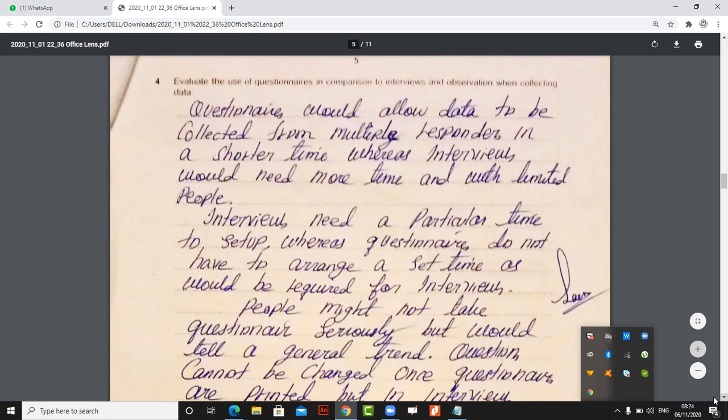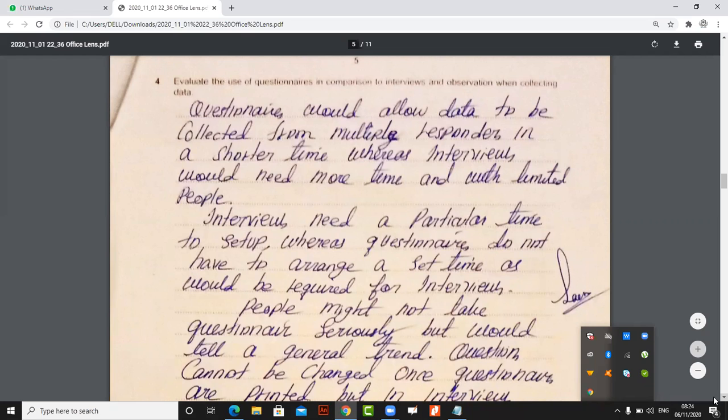Basically, what is evaluation? Evaluation means that you need to discuss the advantages and disadvantages. You need to discuss the merits and the demerits, obviously. ठीक है. Now, हमने बात करना है कि evaluate questionnaires in comparison to interviews, and so well, questionnaires would allow data to be collected from multiple responders in a shorter time, whereas interviews would need more time. Yeah, obviously it's a good comparison.